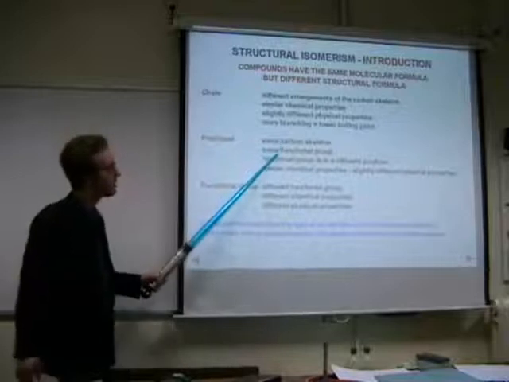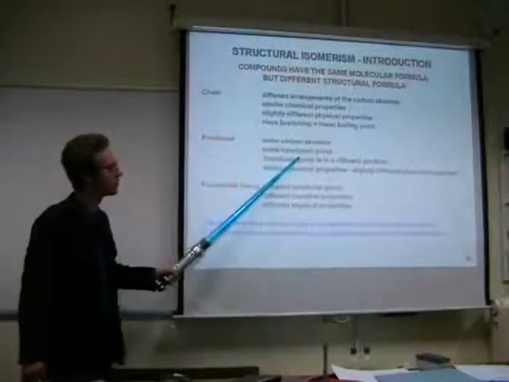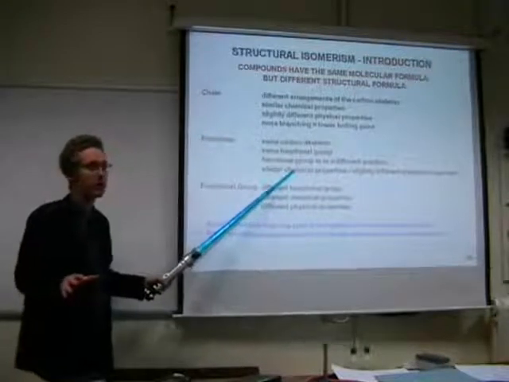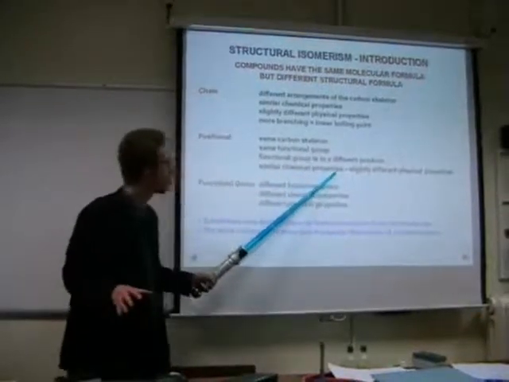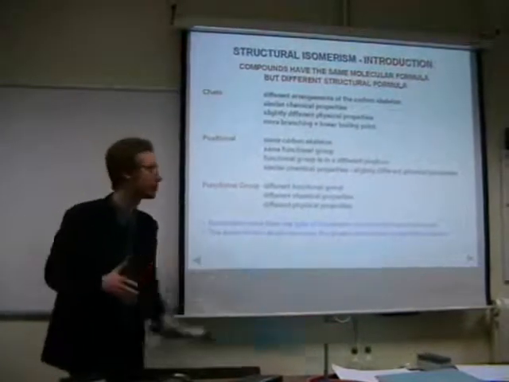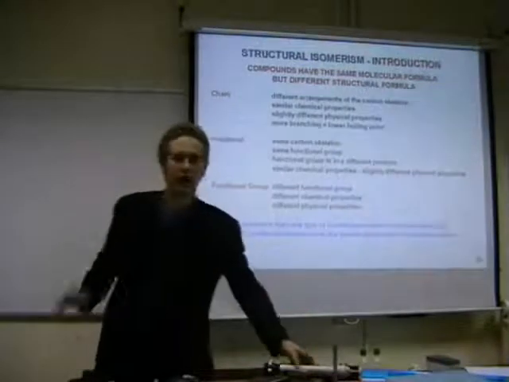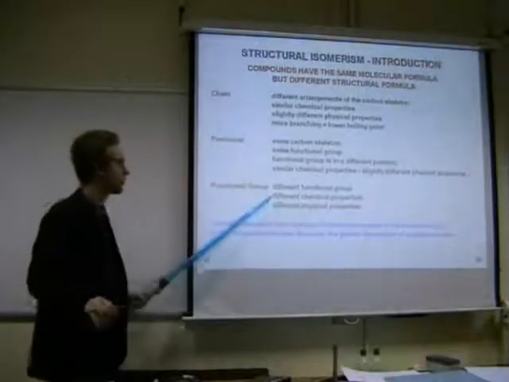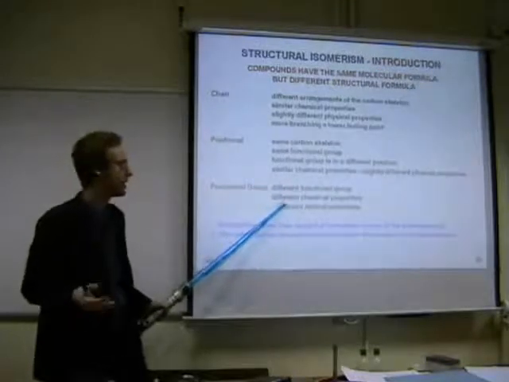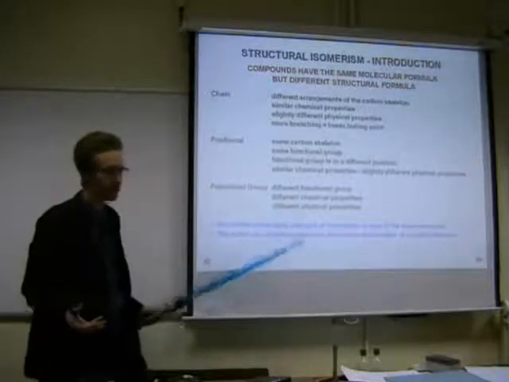Positional, same carbon skeleton, same functional group. Functional group is in a different position. Sometimes slightly different chemical properties. Okay, similar chemical properties, slightly different physical properties, usually again due to how well the molecules line up with their neighbours. Right, going back to functional group isomerism, here's where you have a different functional group but the same atoms, and here you have different chemical properties and different physical properties.